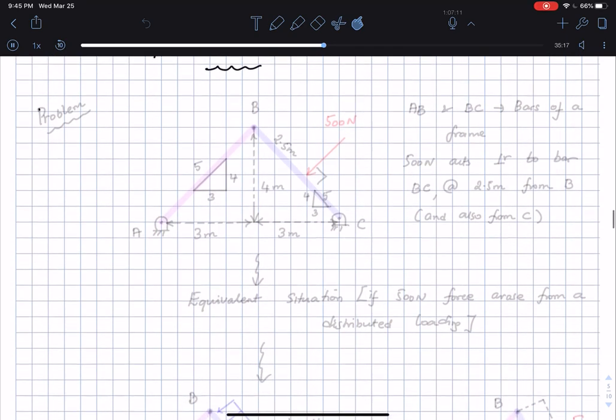Okay, and in this particular problem we will be analyzing each and every bar of the frame. Okay, so here is the problem. I have two bars. So here is one, and here is the other one. Now these two bars are pinned to the ground. Okay, and here is the other bar. This is also pinned to the ground, and they are pinned together at the point B. Let's say that this is the point A, and this is the point C.